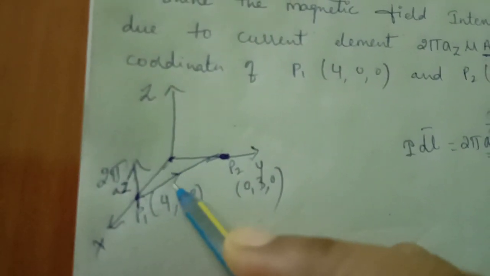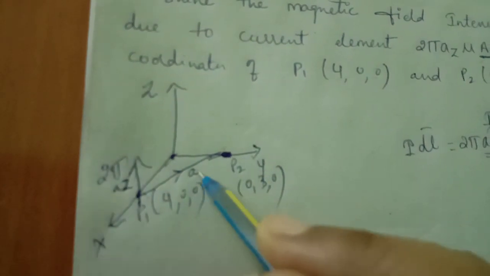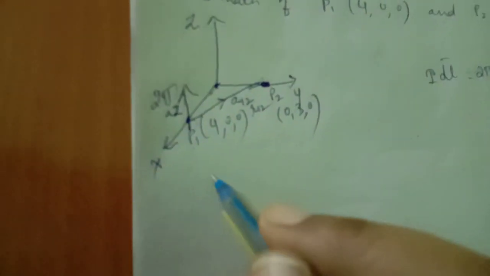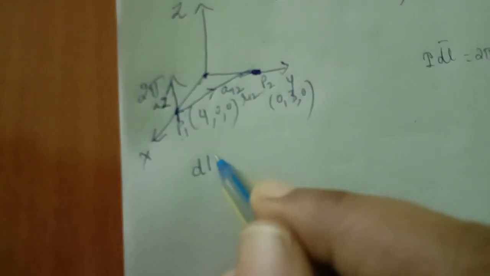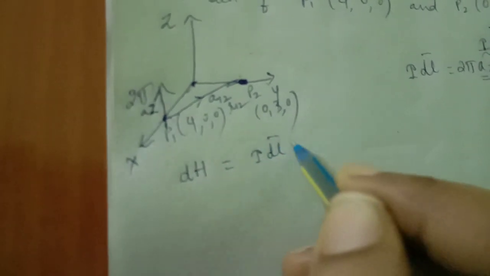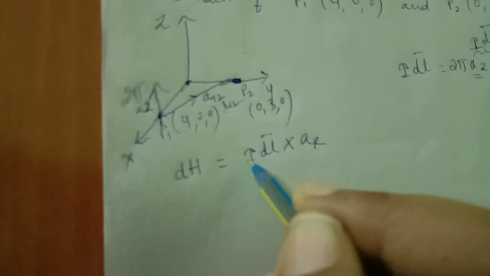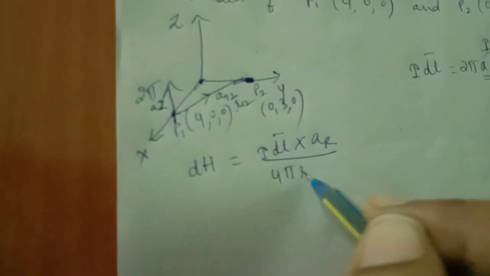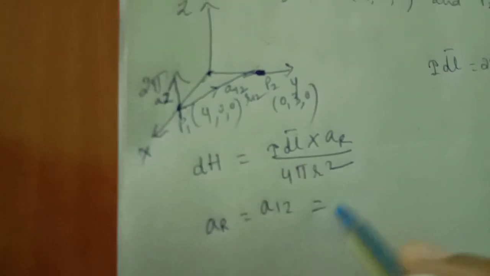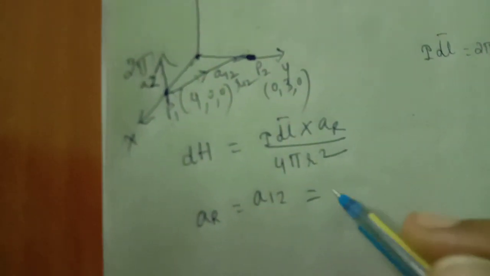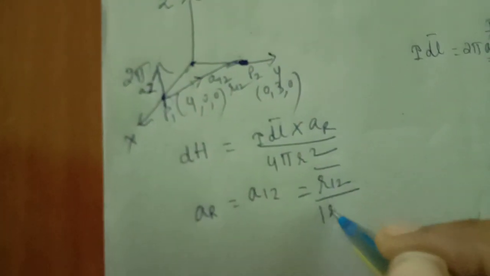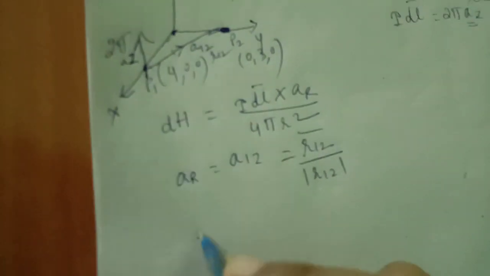So what will be the unit vector now? Point 1, point 2, so A12. The distance vector will be R12. We know the formula: dH, or consider it as H, is equal to I dl cross AR by 4 pi R square. So AR, or here A12, is equal to R12 by the magnitude of R12. So what is R12 here?